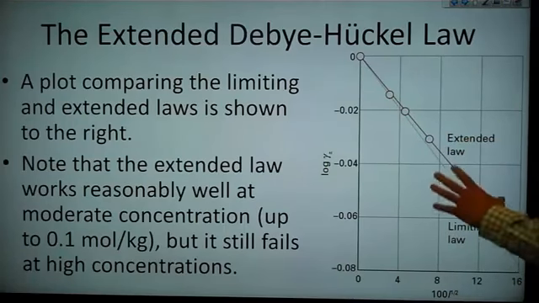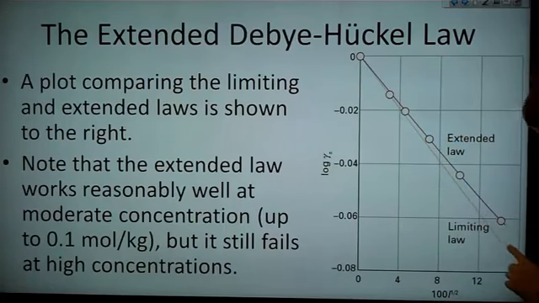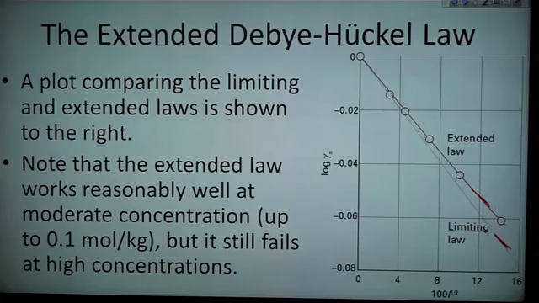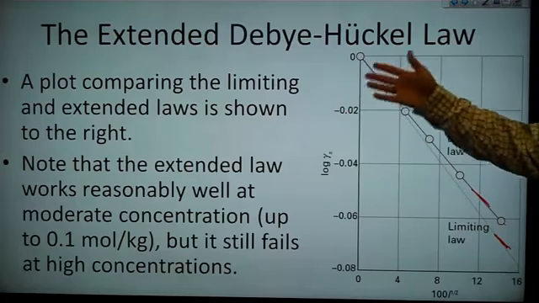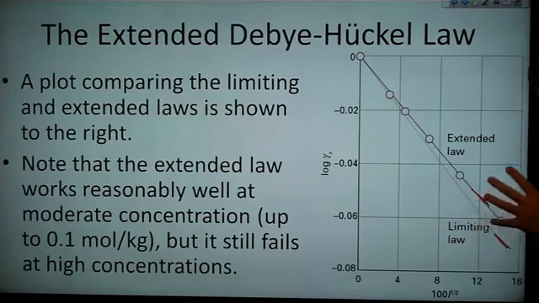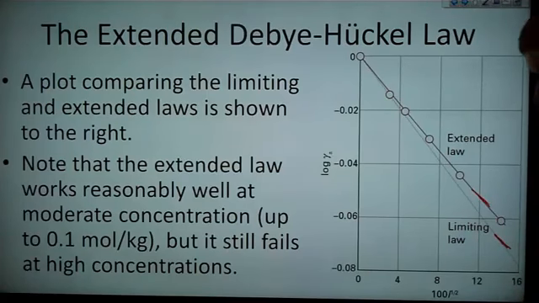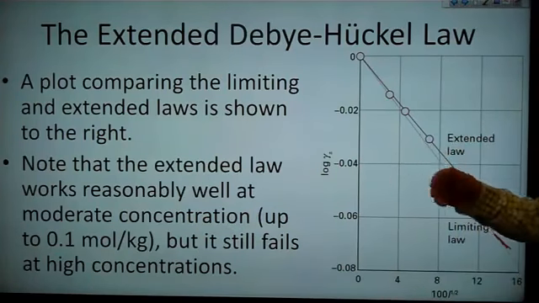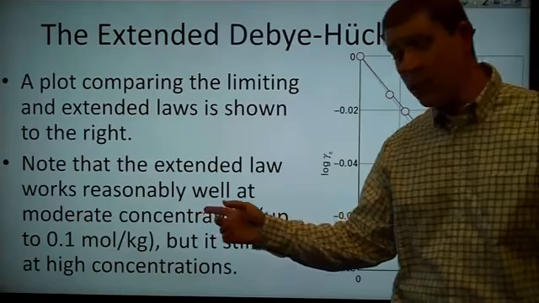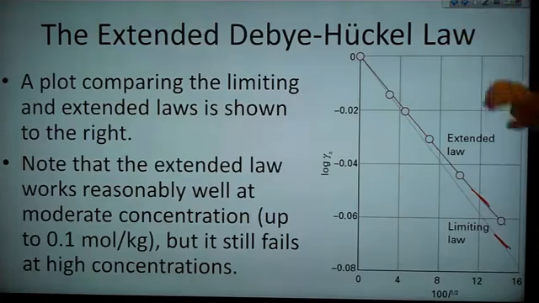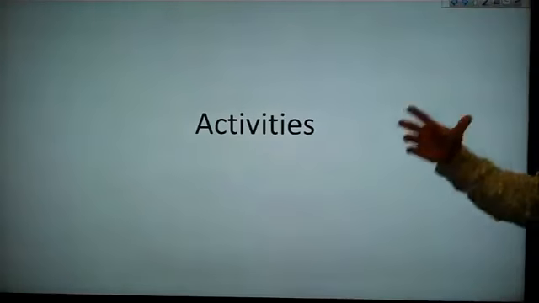So a comparison of the limiting law, the dotted line here, and the extended law, the solid line there, is shown here. And note that the extended law works reasonably well compared to our data points, even at moderate concentrations over here. It still fails at high concentrations. So as long as our concentration is below about 0.1 molal, it works. But note that that's better than the Debye-Hückel limiting law, which worked only up until about 0.1 millimolal. So that was activities.